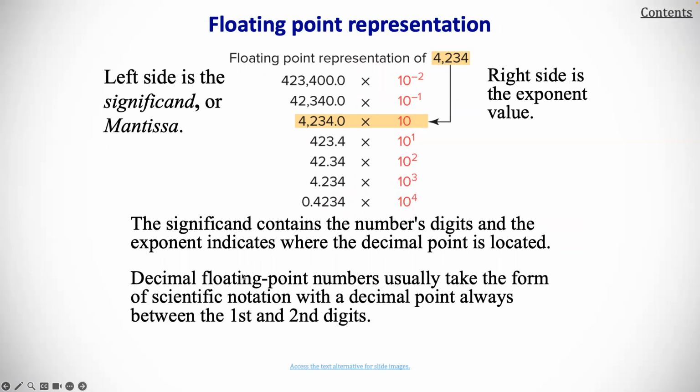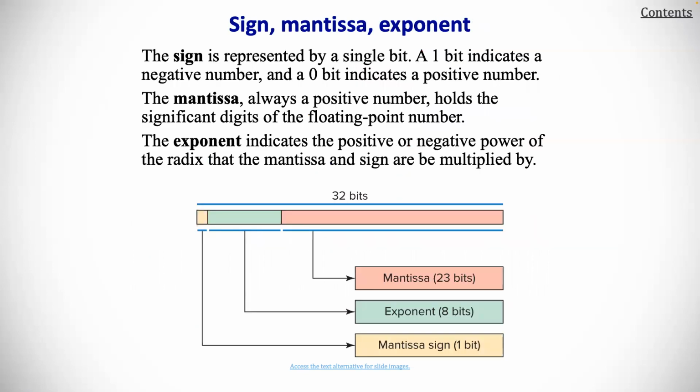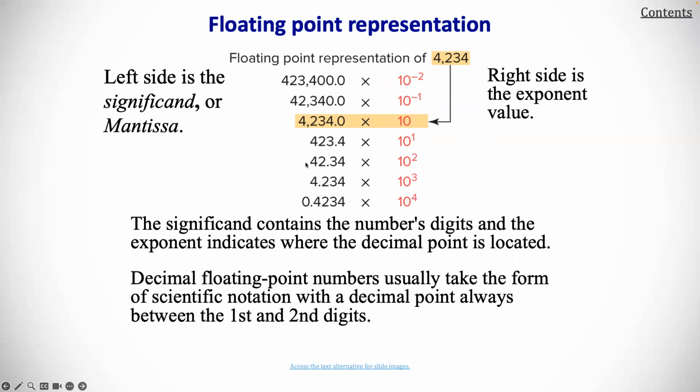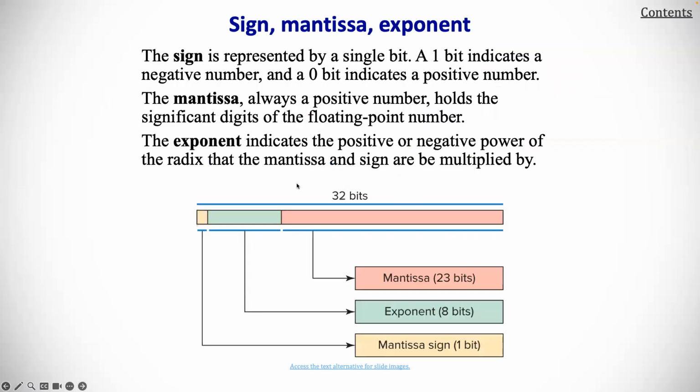The significand or mantissa contains the number's digits, and the exponent contains where the decimal point is located. Decimal floating point numbers usually take the form of scientific notation, with a decimal point always between the first and second digit. Sign, mantissa, and exponent: this is how you can lay it out in a bunch of bits. The sign is either positive or negative. The mantissa is the part over here that we talked about, and the exponent is located over here.